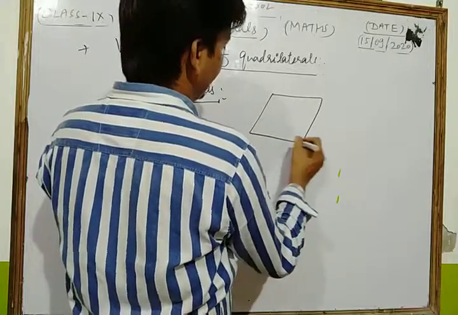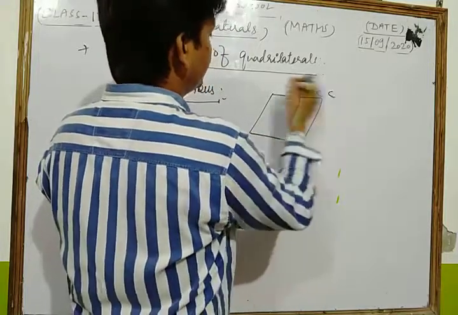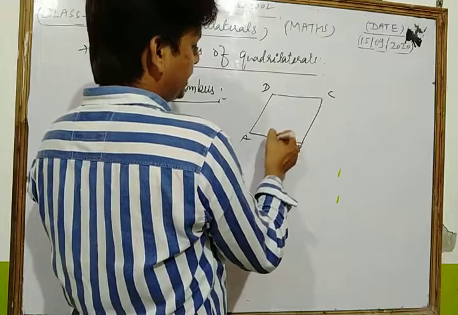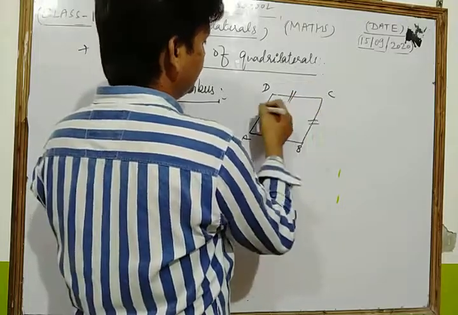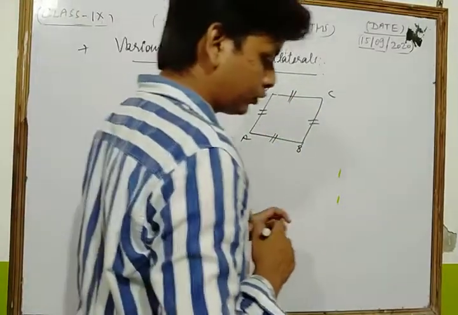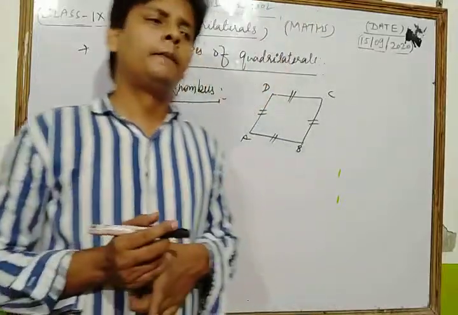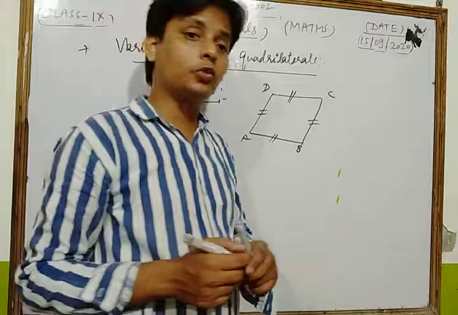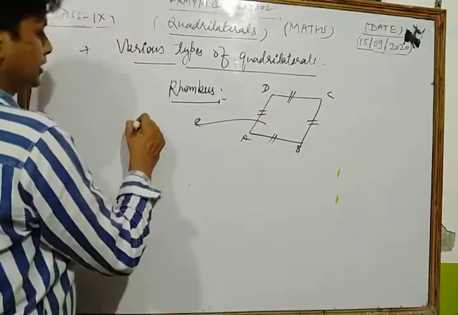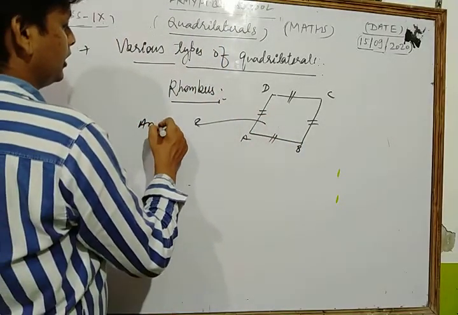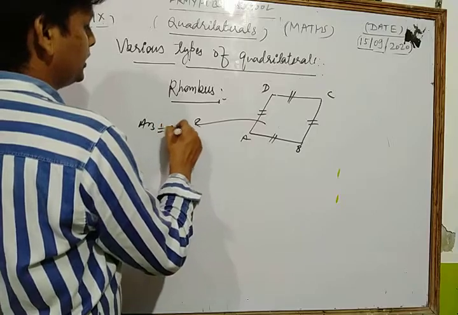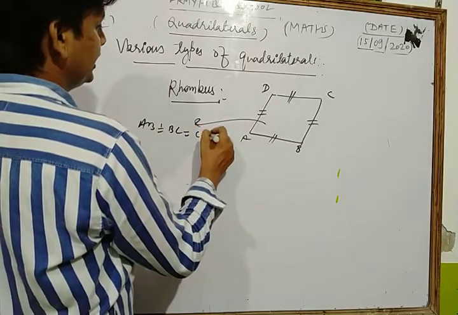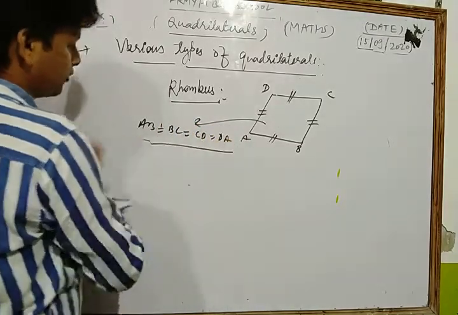Suppose that ABCD is a rhombus in which AB is parallel to CD and BC is parallel to AD. So in this way we can say that a rhombus is a parallelogram in which all sides are equal. In a rhombus, dear students, AB is equal to BC is equal to CD is equal to DA. This is the concept of a rhombus.